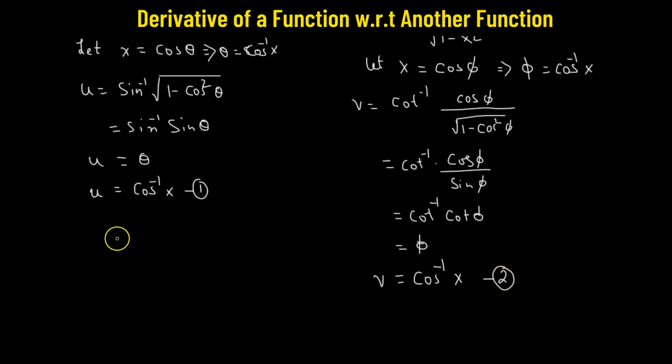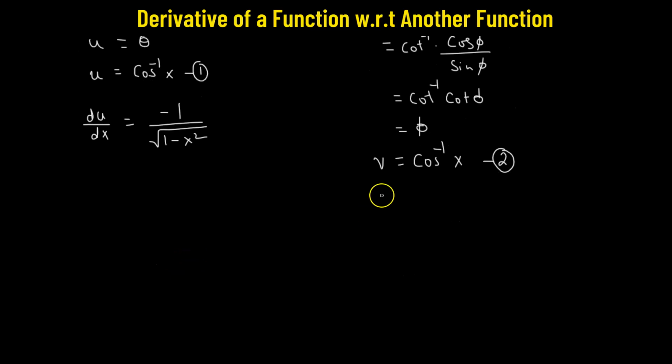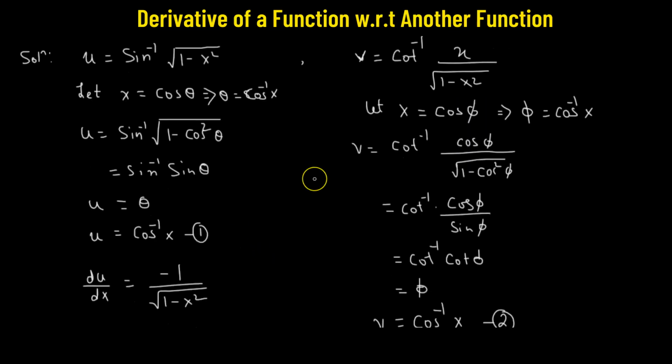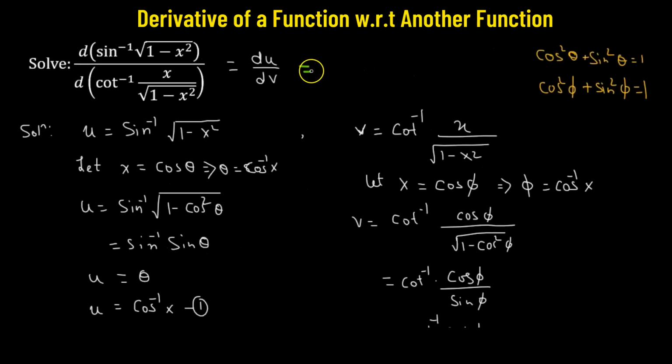Now that we have u and v, we will take their derivatives with respect to x. So the derivative of u with respect to x is a standard derivative with a value of negative 1 over square root of 1 minus x squared. Similarly, the derivative of v with respect to x is also going to give us negative 1 over square root of 1 minus x squared. To find the derivative of u with respect to v, all we have to do is take the derivative of u with respect to x and divide it by the derivative of v with respect to x. Since we already have the values, this is going to be equal to positive 1. So the value of the derivative is equal to 1.